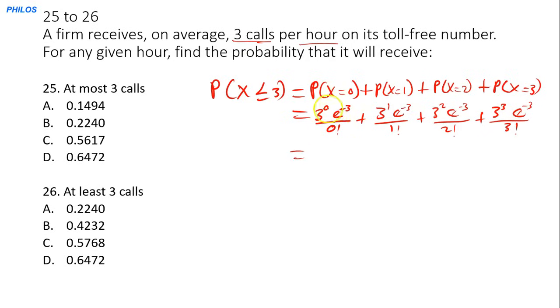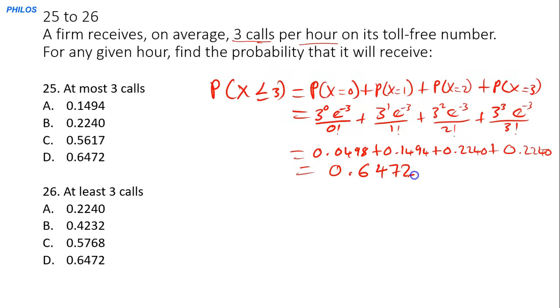So, when you put 3 exponent 0, e exponent negative 3 over 0 factorial on your calculator, you get 0.0498 plus, when you put this on the calculator also, you get 0.1494 plus, this will give you 0.2240 plus, this will also give you 0.2240. So when you add everything together, you get 0.6472. So the correct answer for question 25 is D. Let's look at question 26.